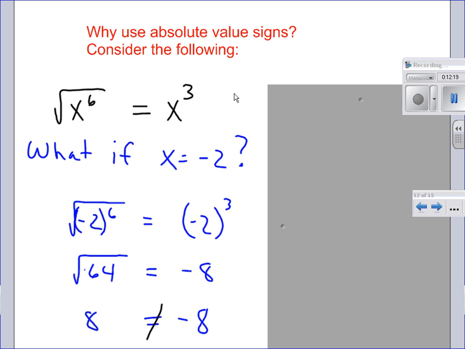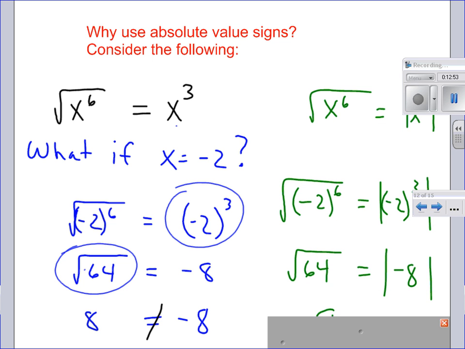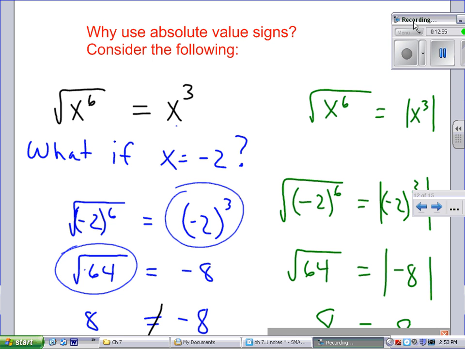And over on the right hand side here, negative 2 to the 3rd is just negative 8. Okay, and then the square root of 64 over here on the left hand side is 8, and that's not equal to negative 8. That makes a problem. Negative 2 should work in that setting, but it doesn't, because when you simplify that out, 8 is not equal to negative 8.